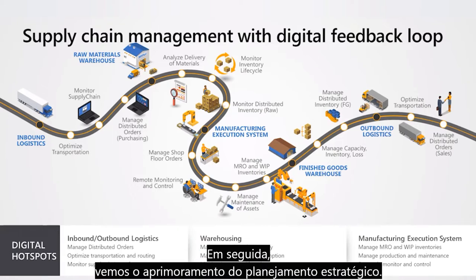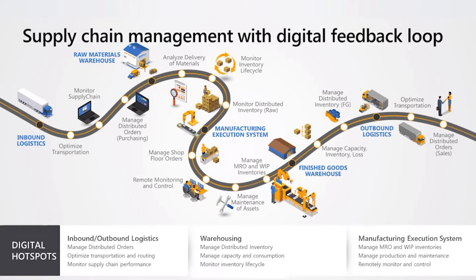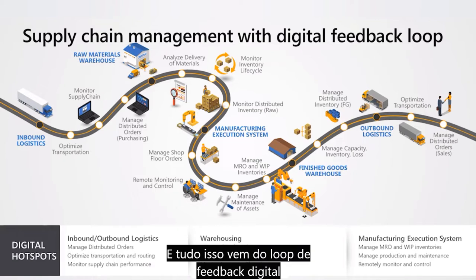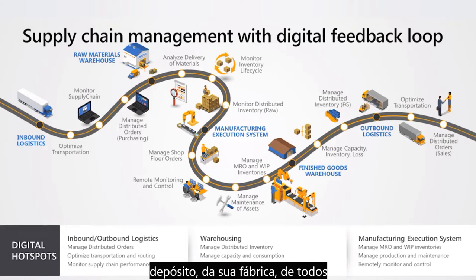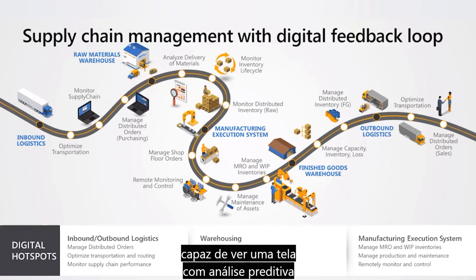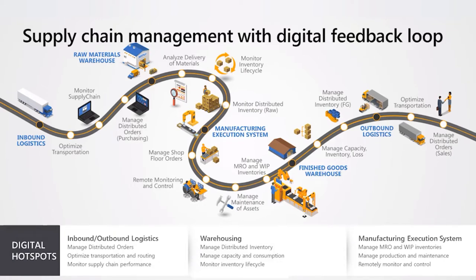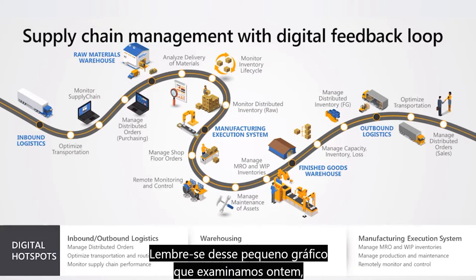Next, we see improved strategic planning. And all of this is coming from that digital feedback loop. Because you have a unified view of inventory, your warehouse, your manufacturing, all the services and logistics, you're able to see a view with predictive analytics that allow you to turn data into insights that's helping support your decisions. Remember that little graph that we looked at yesterday, that digital feedback loop. That's what we're seeing here on this chart on the screen.